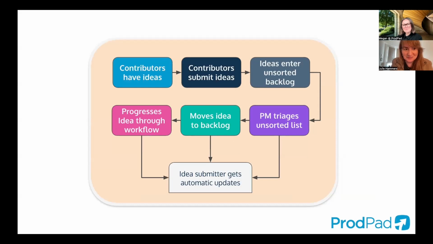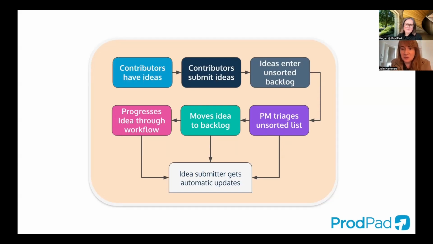Okay. Once you have set up this initial flow where you're capturing everything, let's break down this process a little bit more. It starts simple: you have your contributors who add the ideas, or they have ideas, they submit them, and they go into your unsorted backlog. And then, as I said, your PMs, whether you're a solo PM or part of a team, are going to triage that list. Then it goes to a backlog, and then it's going to progress through a workflow. And again, you're going to have those automatic updates as it goes through.